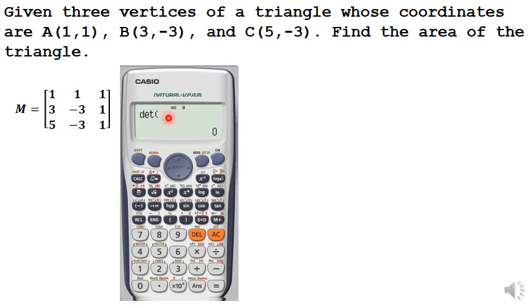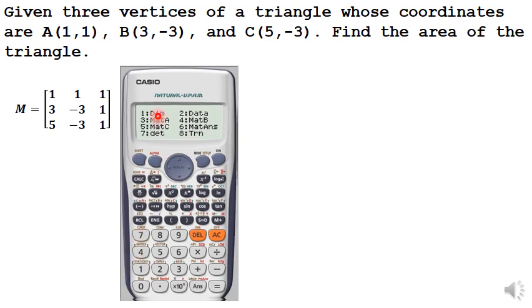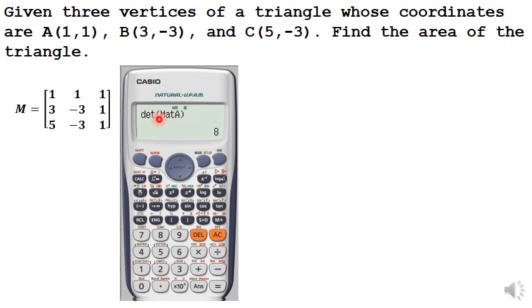We now want to put matrix A as our argument. Again, do not press mode because it will reset the matrix data. Access the matrix function through Shift 4 and then select matrix A, number 3, and then close parenthesis. This is the result for our determinant. So the determinant of matrix A is equal to 8. So dividing it by 2, we have 4. So the area bounded by these sides is equal to 4.